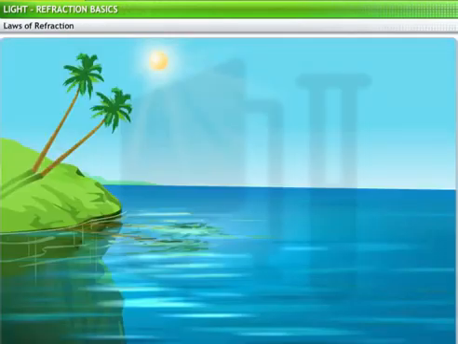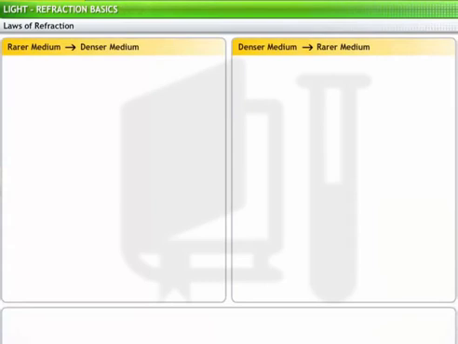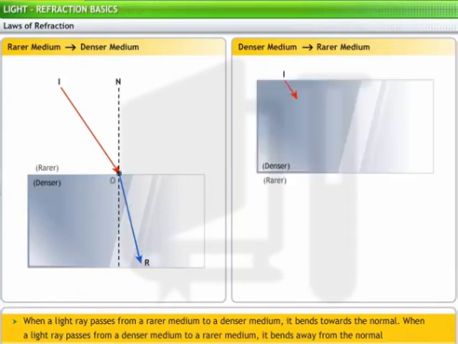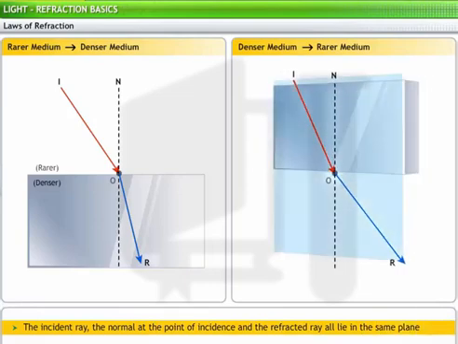Let us consider a light ray traveling from air to water. As you can see, the ray of light bends towards the normal. The incident ray and the refracted ray are in the same plane. These observations form the basis of the laws of refraction. The first law of refraction states that when a light ray passes from a rarer medium to a denser medium, it bends towards the normal. When it passes from a denser medium to a rarer medium, it bends away from the normal. As per the second law, the incident ray, the normal at the point of incidence, and the refracted ray all lie in the same plane.